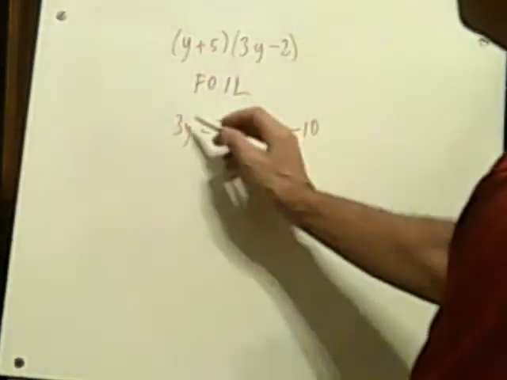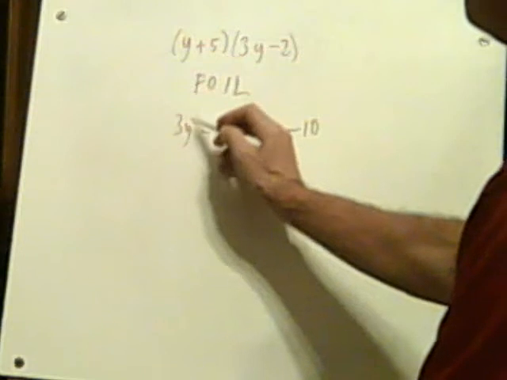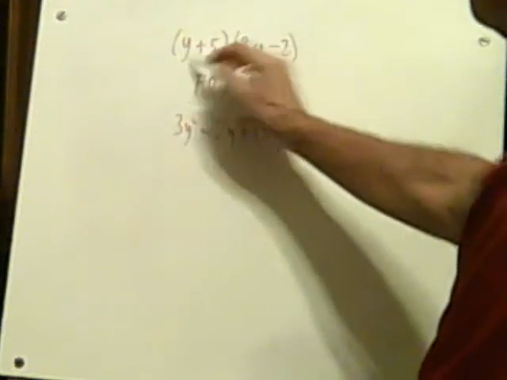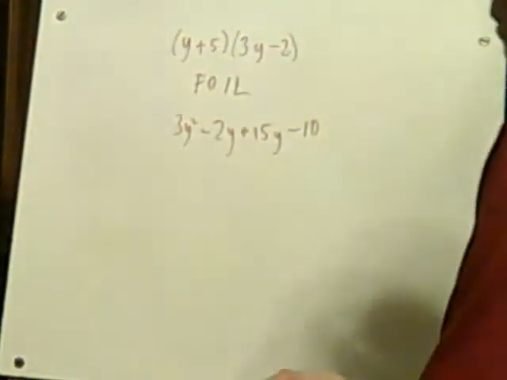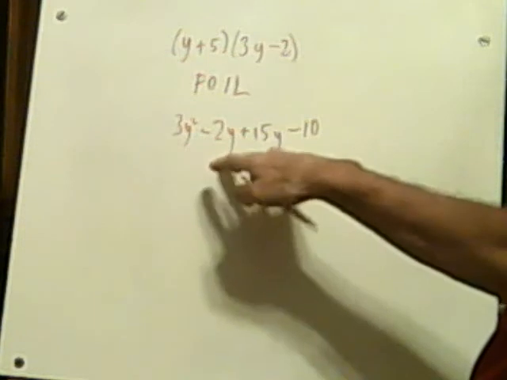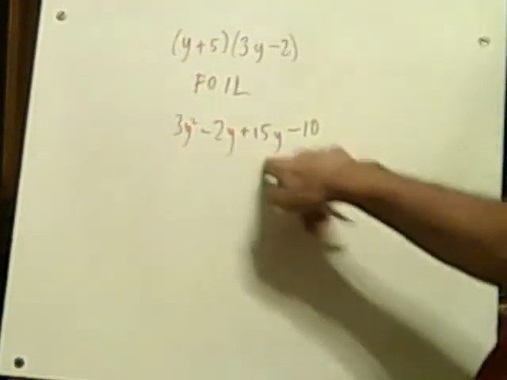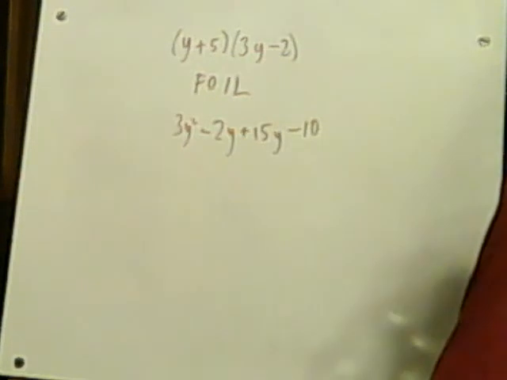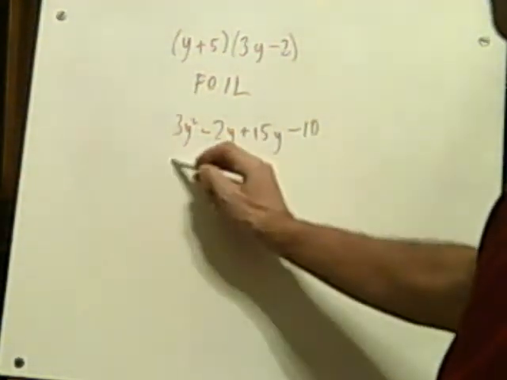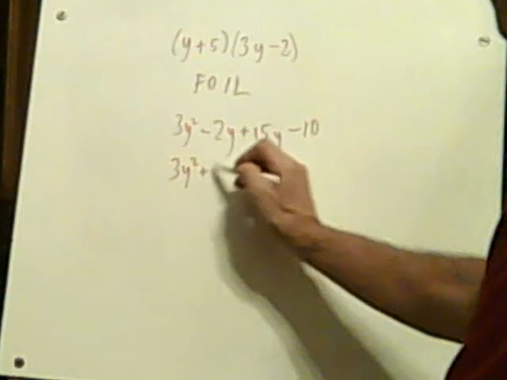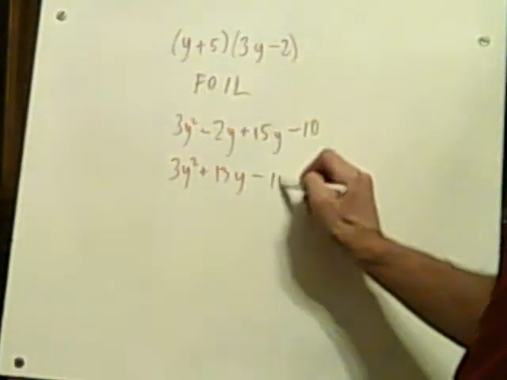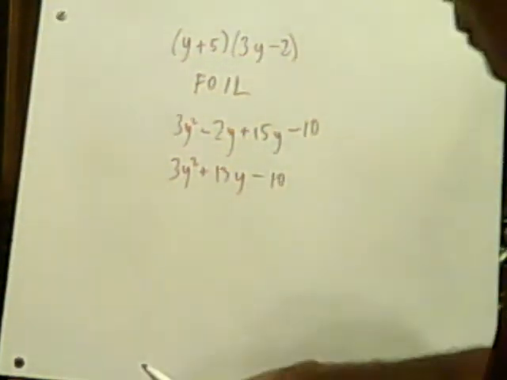Okay, right off the bat, I caught a mistake. This should be 3y squared. The first terms are 3y times 3y. That's 3y squared. I could tell because when I started combining these, I knew that I should end up with a quadratic, not with a linear. Okay? So, 3y squared plus 13y minus 10. Okay, that's an expanded form using FOIL.